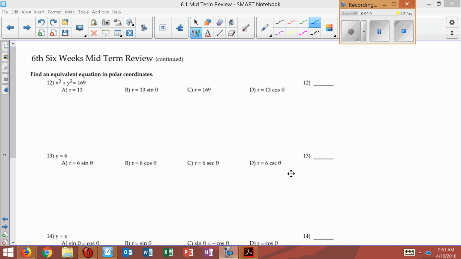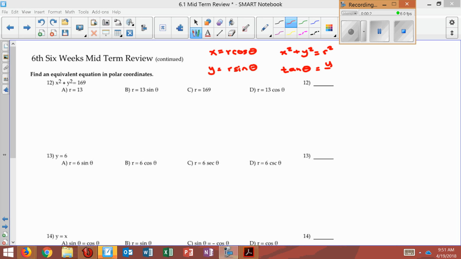Number 12, find the equivalent equation in polar coordinates. So we have 4 formulas when doing this. We can use x equals r cos theta, y equals r sine theta, x squared plus y squared equals r squared, and the last one is tangent theta equals y over x. These came from sine, cosine, tangent is y over x, and this is just the Pythagorean identity.